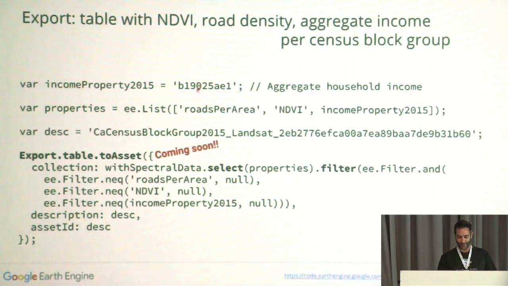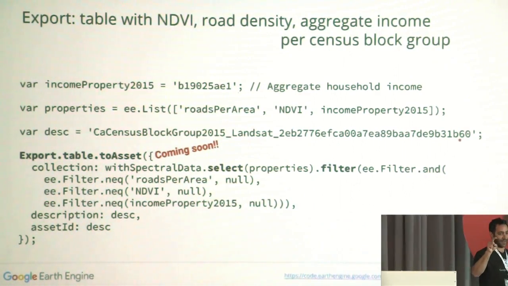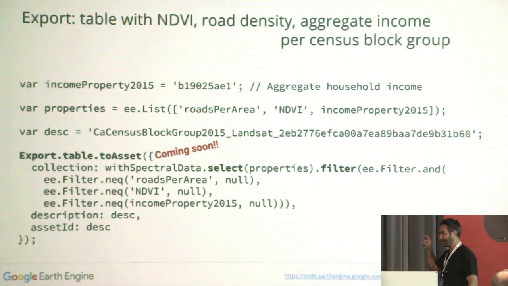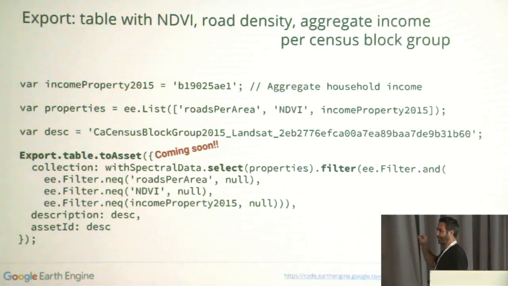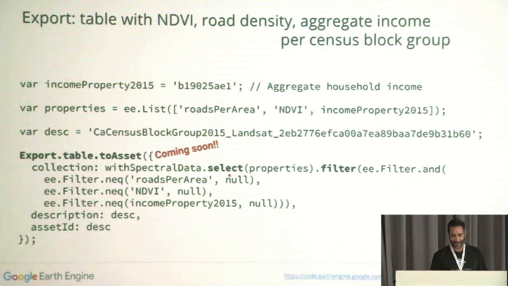Here is the aggregate household income that we care about. Here is the roads per area and NDVI and that income property, just a list of the properties that we want. Here is a text description. And one thing that I've started to do here is to get a link, a code editor link. So you click the get link button, an encrypted URL comes into the address bar. You copy the encrypted part of that URL and burn it into your asset description and asset ID.